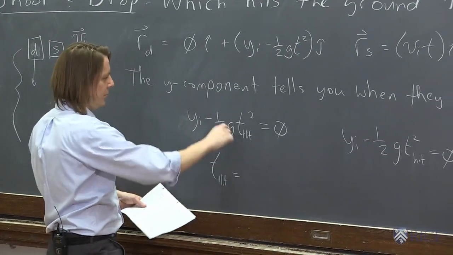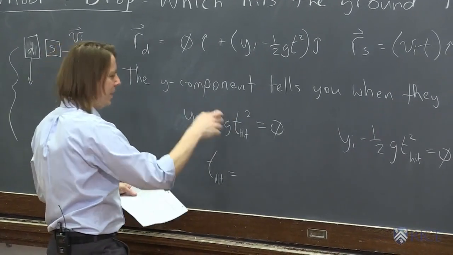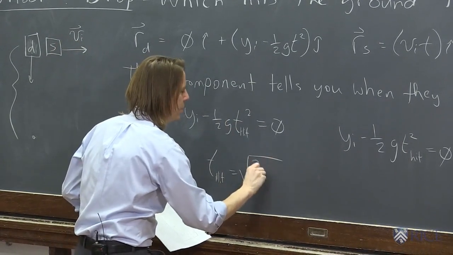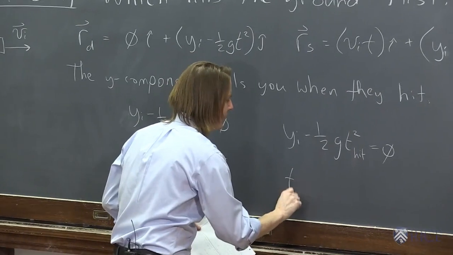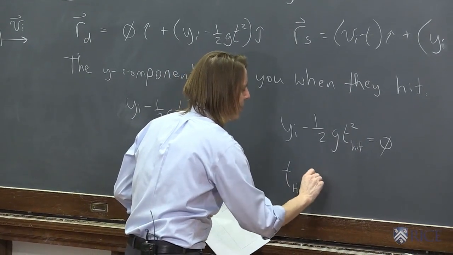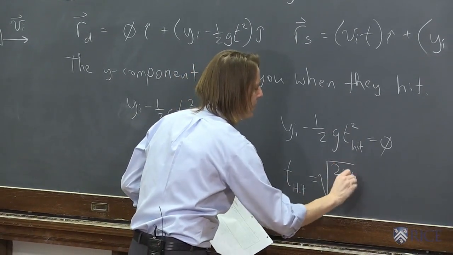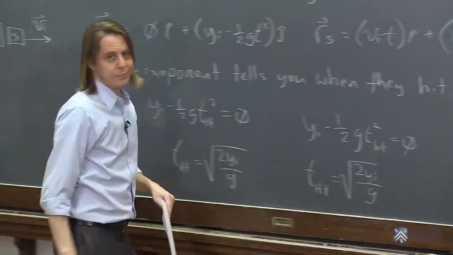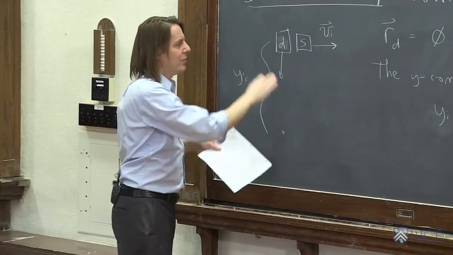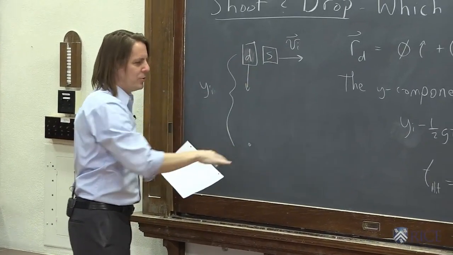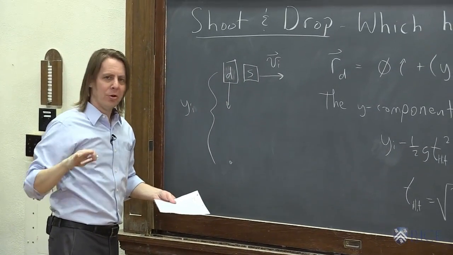For that one, oh well, it's just this goes over here, and it's square root of 2yi over g. And you'd solve this one, and of course, it's the same thing. The answer to the age-old question is that they hit at the same time, because in the y, they're basically doing the same thing. They're both falling. So horizontal motion and y motion are not coupled when you're near the surface of the Earth.